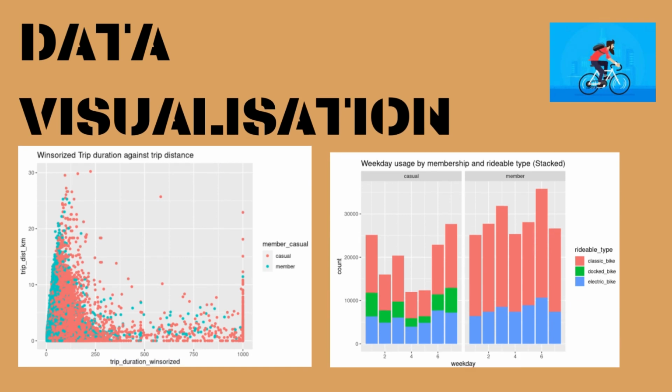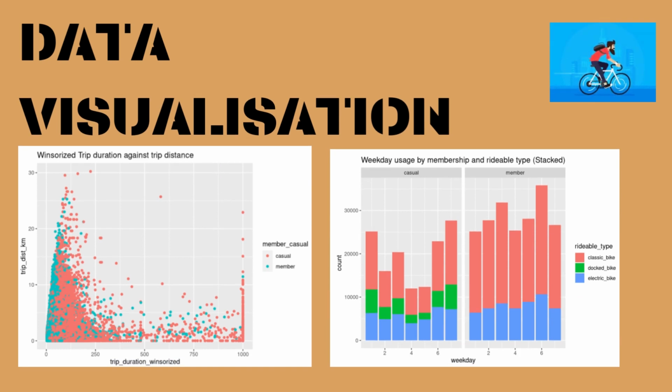Next comes the more interesting part of data visualization. First, I will plot a scatter plot chart of trip duration against trip distance. Majority of the cyclists cycle for less than 250 minutes, which is approximately 4 hours, with the casual cyclists seemingly cycling to further end stations compared to members across the various trip durations in general.